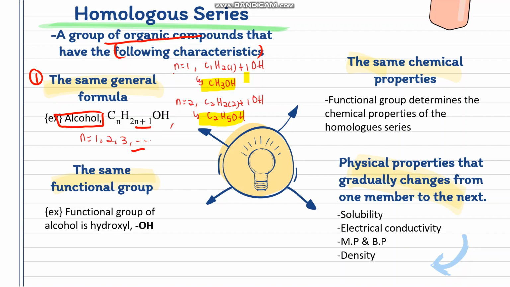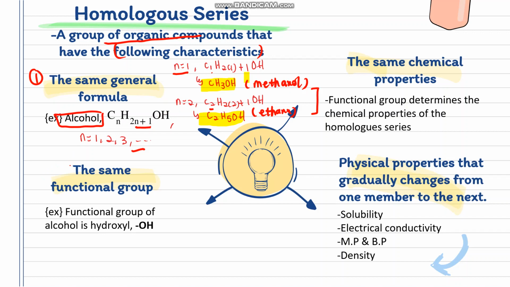So when n equals 1, the formula will be C1H2 multiplied by 1 plus 1 OH, and then the formula becomes CH3OH, and this is what we call methanol. And then when n equals 2, the formula will become C2H2 multiplied by 2 plus 1 OH, and the formula now becomes C2H5OH, and this is what we call ethanol. As you can see here, both of these are alcohols, methanol and ethanol. They have the same general formula, which is CnH2n+1OH.